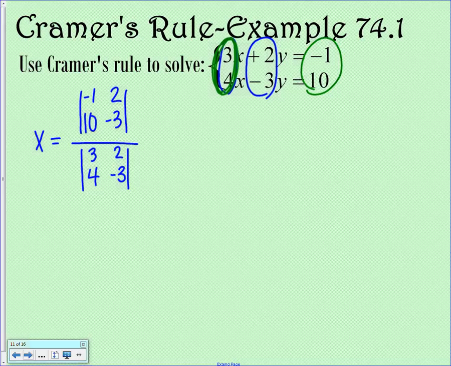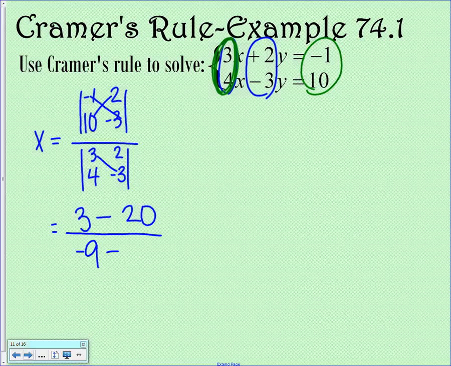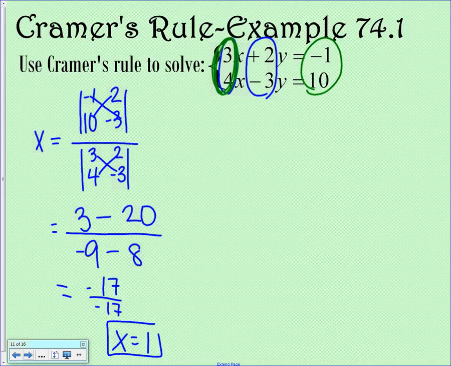So now we're going to solve our matrices. So negative 1 times negative 3 is 3, and then minus 10 times 2, 20. In our denominator, 3 times negative 3, negative 9, minus 4 times 2, 8. So I have negative 17 over negative 17, so my x equals 1. Okay, now we want to do the same concept for our y. So again, we're going to have two matrices.